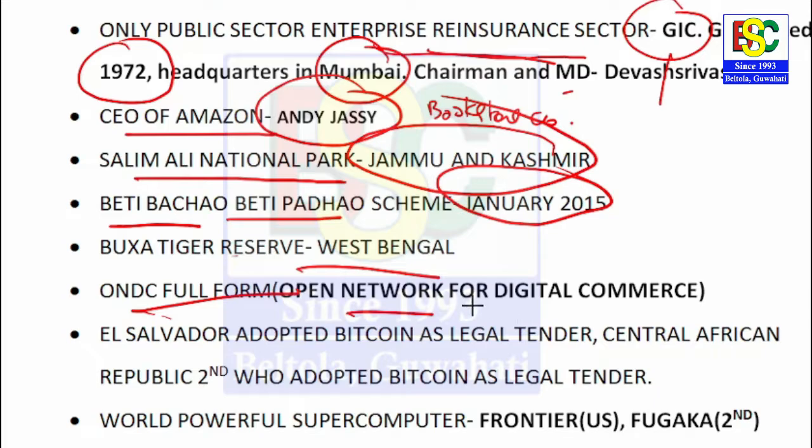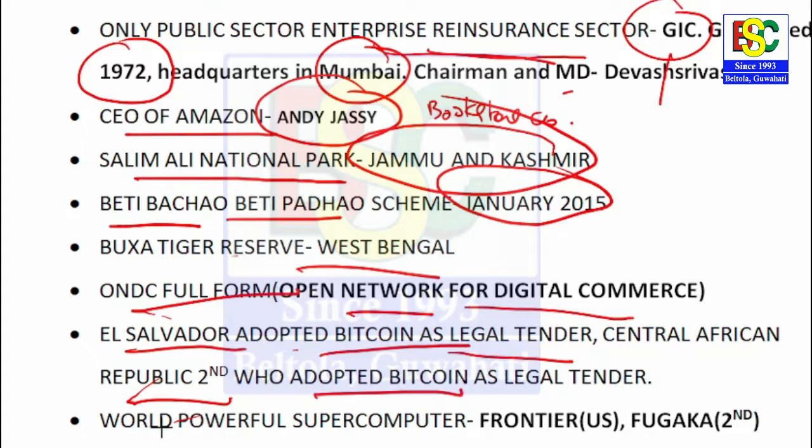ONDC is Open Network for Digital Commerce. It's a unique platform to provide e-commerce facilities and make the various products available online without any bias. Next, El Salvador was the first country to adopt Bitcoin as legal tender, and Central African Republic became the second to adopt Bitcoin as legal tender. Next, the world's most powerful supercomputer, in first place, is Frontier of the USA. Second is Fugaku, which is of Japan.